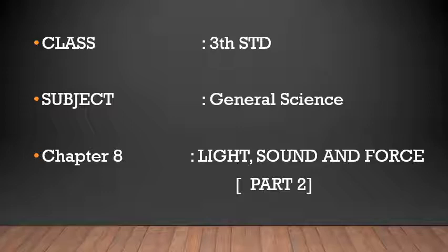That means the objects which give out light are the luminous objects, and the objects which do not give out light are called the non-luminous objects. Then we even learned about properties of light. That means the light travels in a straight line, and about the shadow we learned in the previous video.